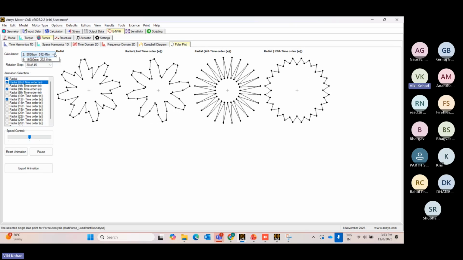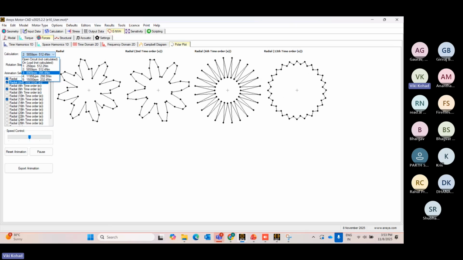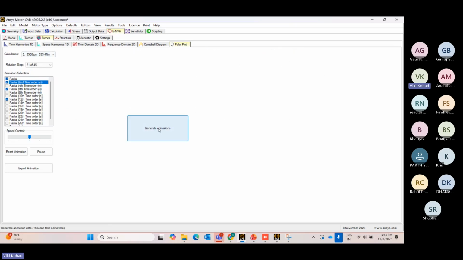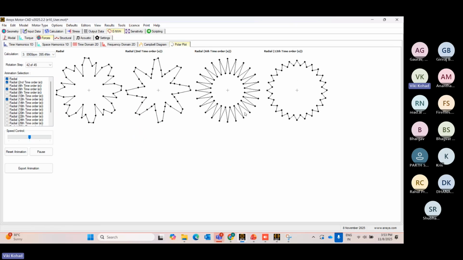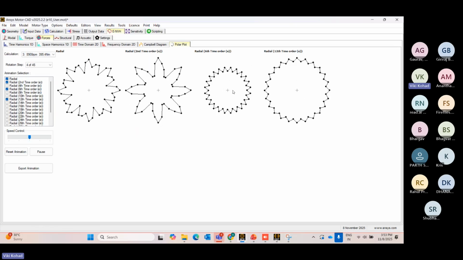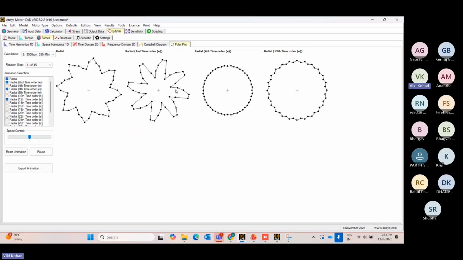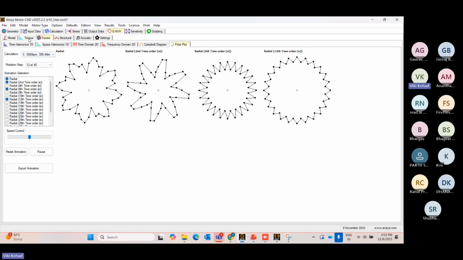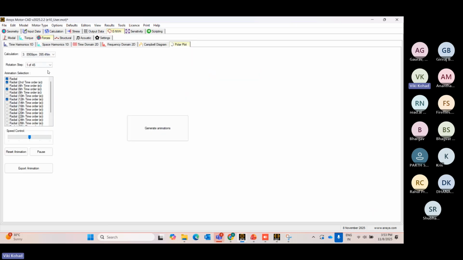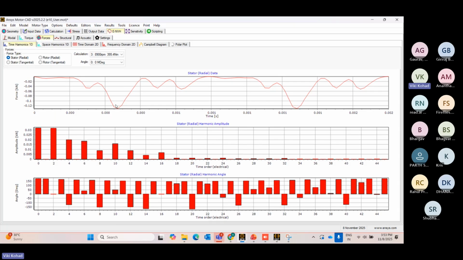Here you can see for the different operating points also. For these operating points you can generate the same animation. Now you can see the animation. So these are the patterns, or these are the radial forces, how the radial forces will be acting on the stator part. The torque values are there, the forces are also there. Now you can see the time harmonics also here, how the time harmonics are changing and how much the amplitude is changing here.